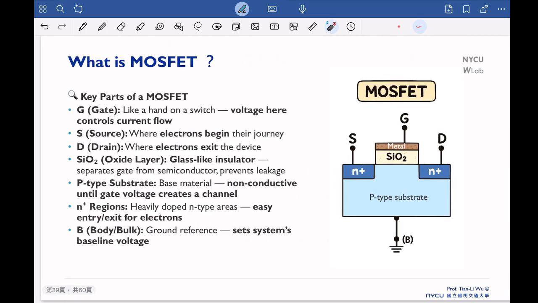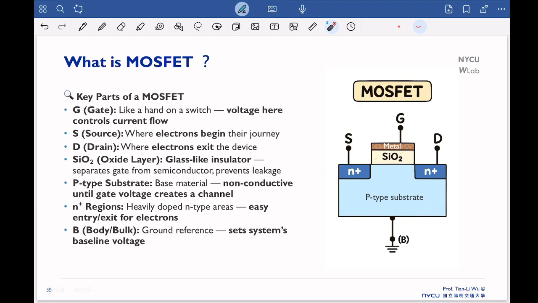If you look at the MOSFET, there are several critical regions we want to spend a little time discussing. One is what we call the gate, which is here. We have the source here. The gate is just like the switch: we can apply a voltage, and once we have voltage, we can have the current flow. The source is where electrons begin their journey, and the drain is where electrons exit the device.